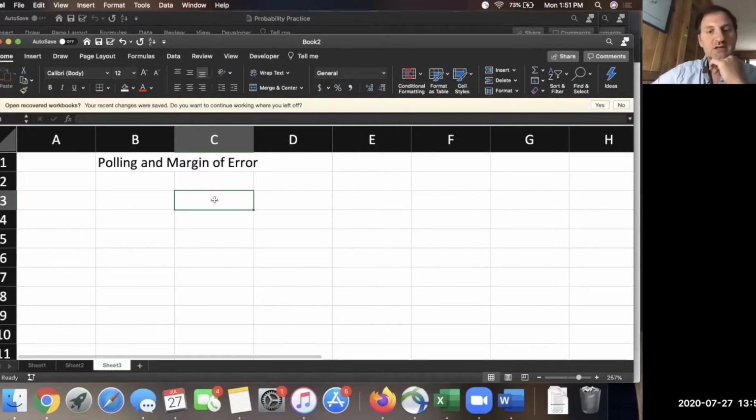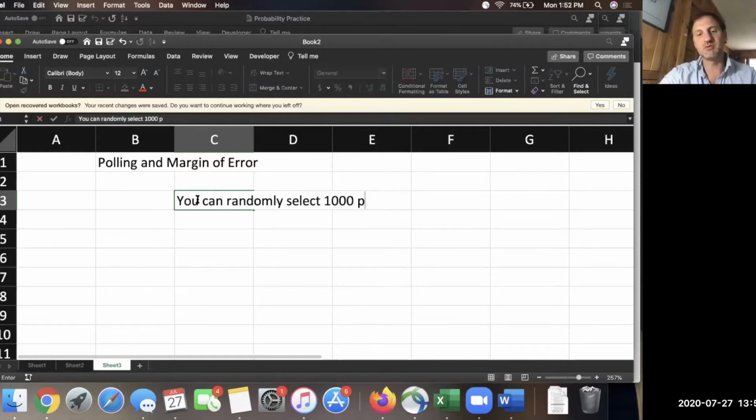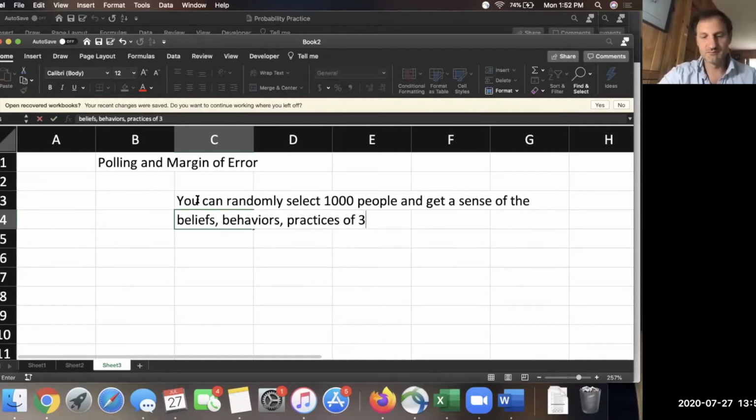And the amazing thing about mathematics is that if you randomly select a group of people, you don't need a whole lot, probably around 1,000 people, to get a reasonable estimate of the larger population. So this is a big idea, that you can randomly select 1,000 people and get a sense of the beliefs, behaviors, practices of 320 million people. I mean, it's just a wild idea.